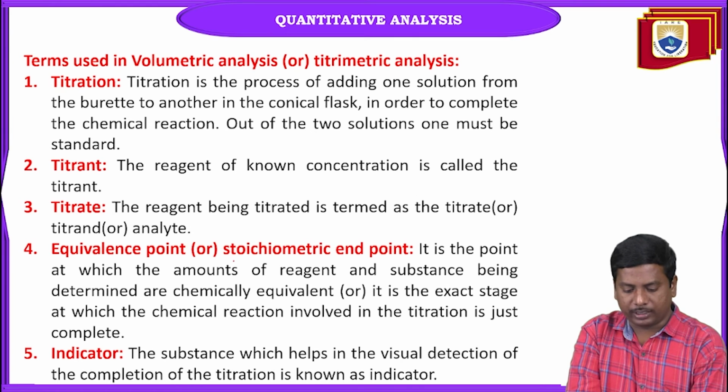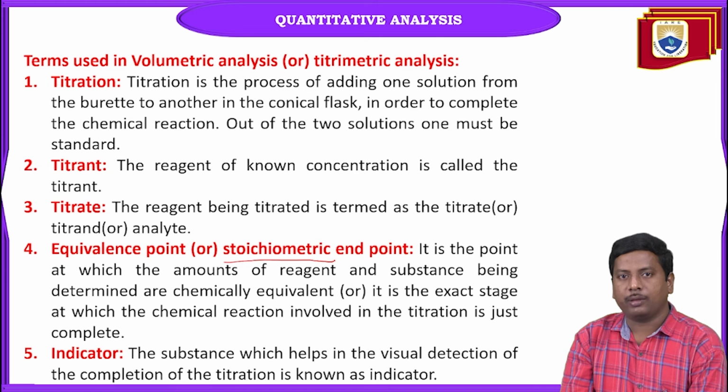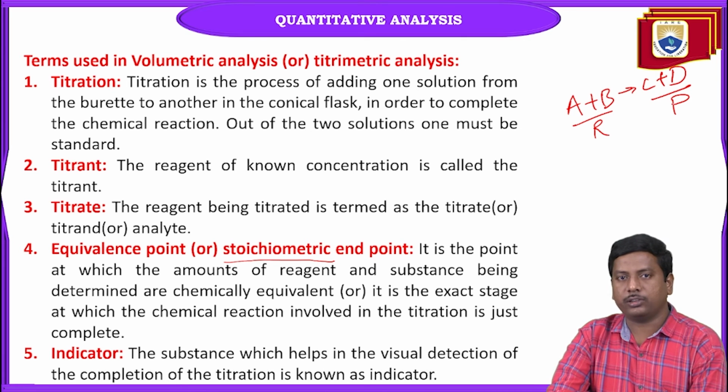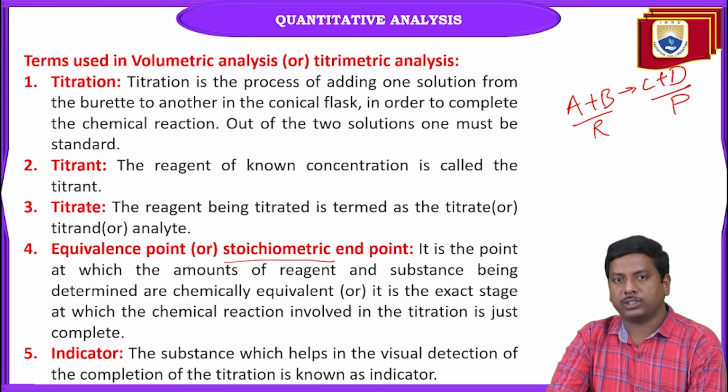So stoichiometric is nothing but balancing the chemical reaction. That means the number of moles of the reactants should be equal to the number of moles of the products. So for example, if you consider a reaction, A plus B gives rise to C plus D. That means the left side is considered as the reactants and the right side is called the products. So stoichiometry means the number of moles of the reactants.